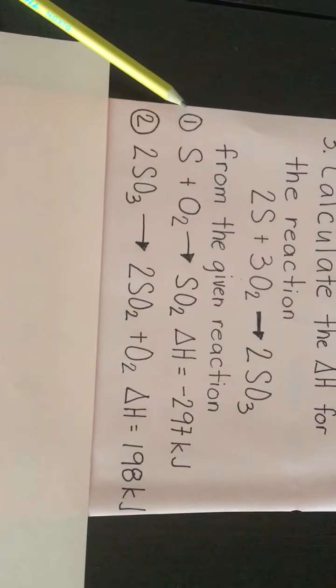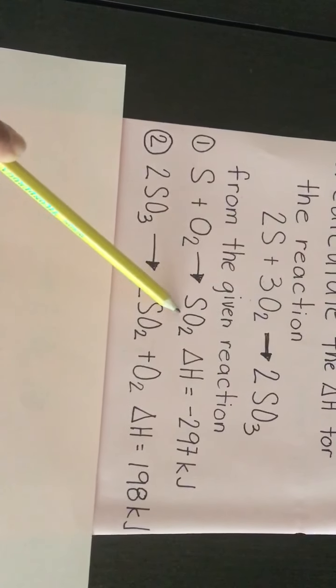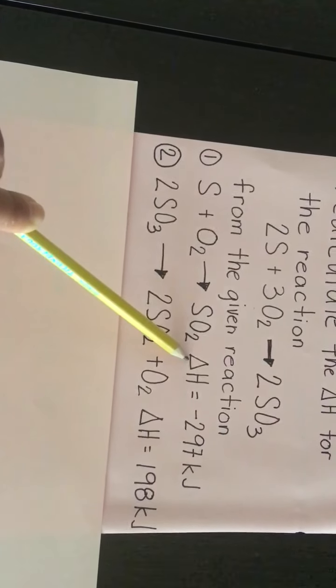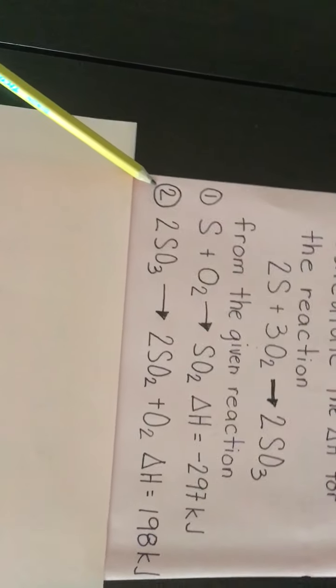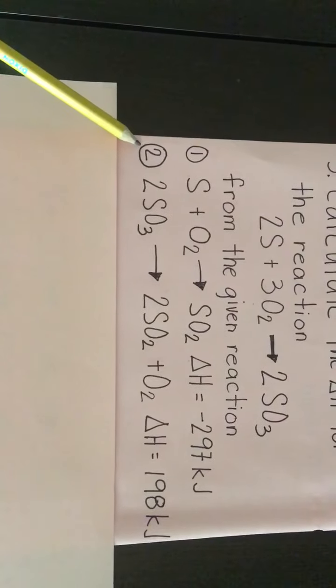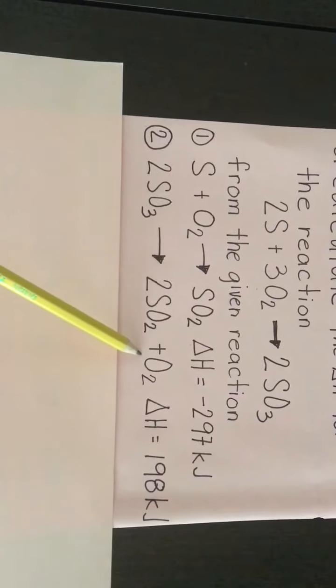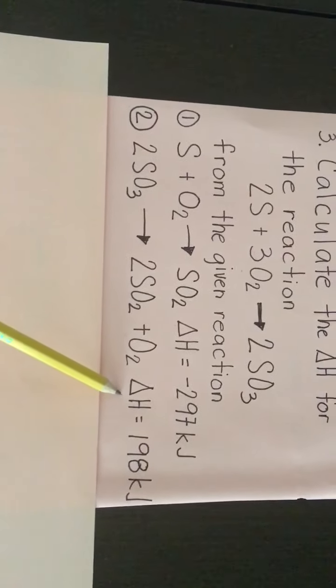From the given reactions: number 1, S plus O2 to form SO2, with the delta H of negative 297 kilojoules. And then number 2, we have 2SO3 to form 2SO2 plus O2, with the delta H of 198 kilojoules.